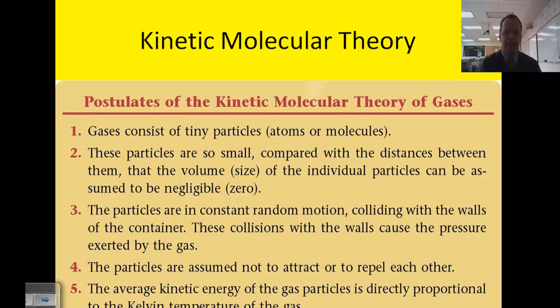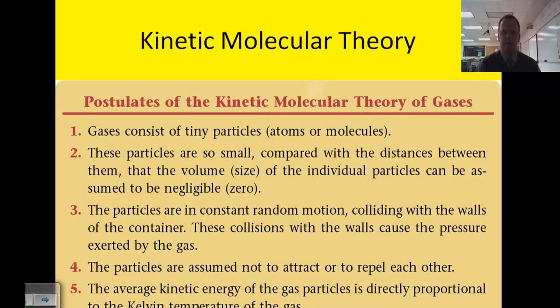3, the particles are in constant random motion colliding with the walls of the container, and these collisions cause the pressure that's exerted by the gas. 4, the particles are assumed not to attract or repel each other because they are moving so quickly and so far apart that they do not have any interaction of that type, and that the average kinetic energy of the gas particles is directly proportional to the Kelvin temperature of the gas. So these are the basic principles we're using when we use the ideal gas law.